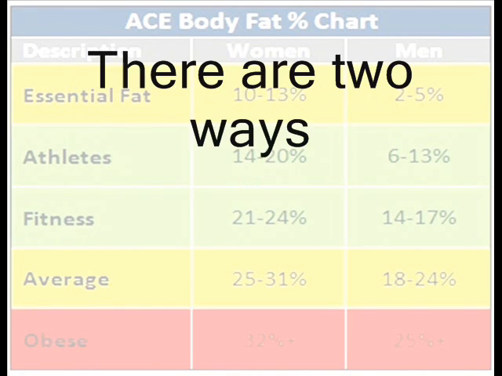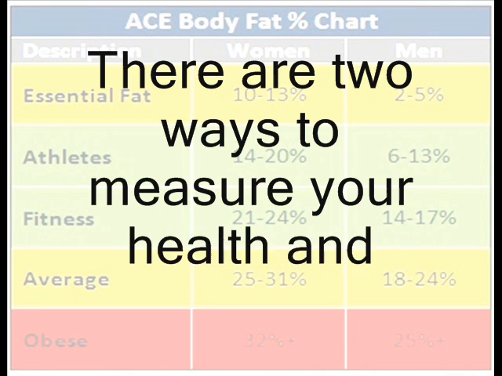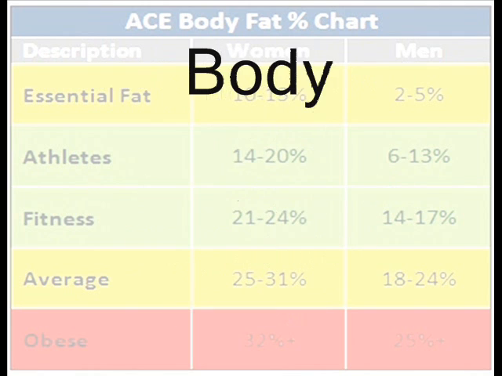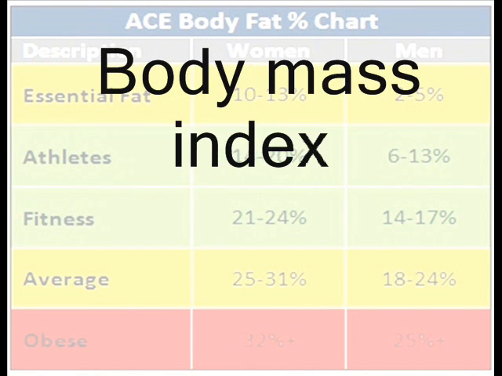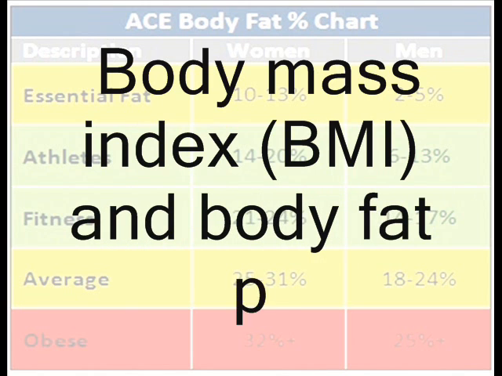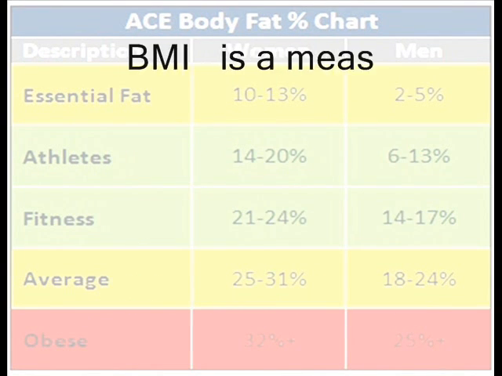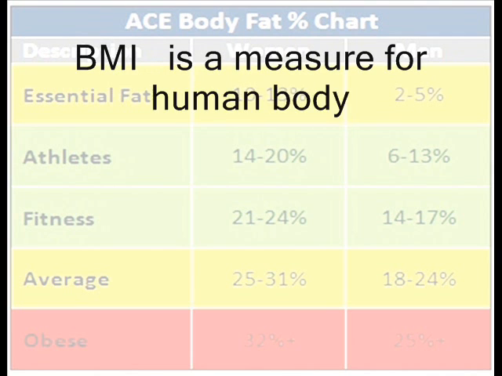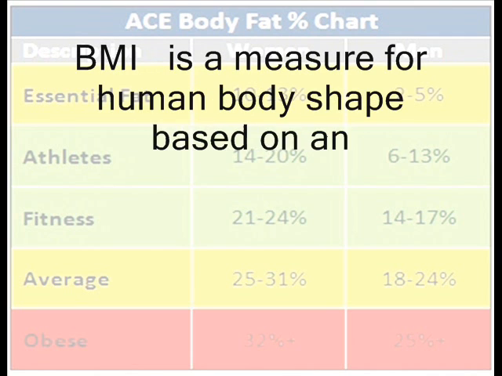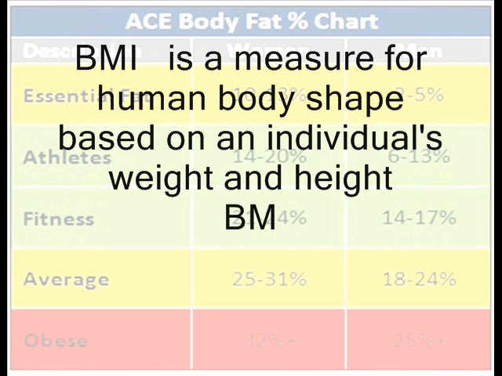In general, we have two ways to measure health and fitness. The first one is body mass index, and the second one is body fat percentage. Body mass index is a measure of human body shape based on weight and height. So in body mass index, they divide weight by height per meter, so they can know if you have too much weight, or less than normal, something like this. But body mass index doesn't distinguish fat from muscle.